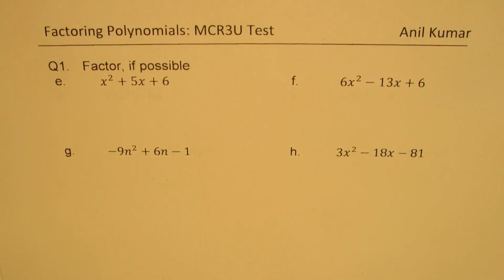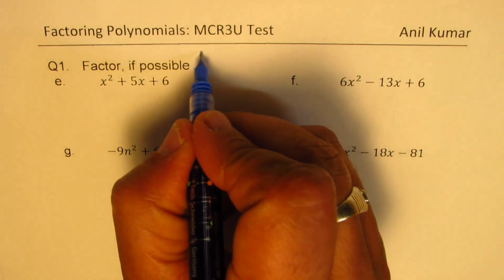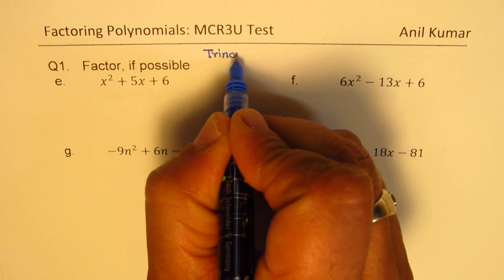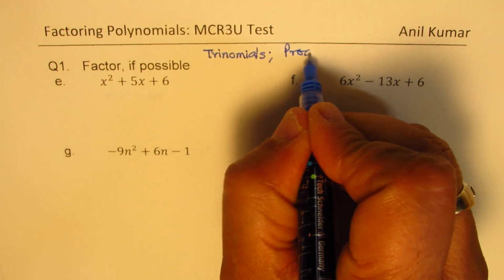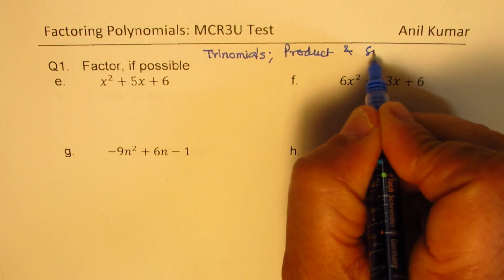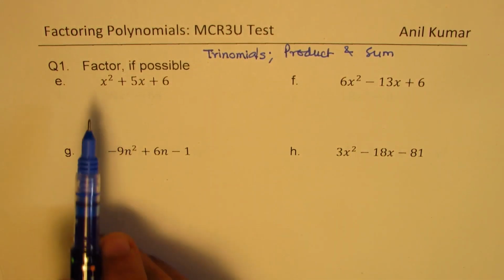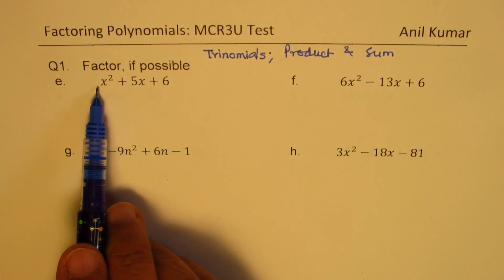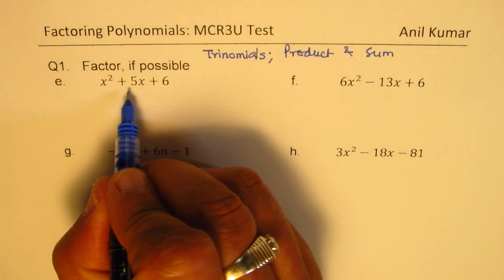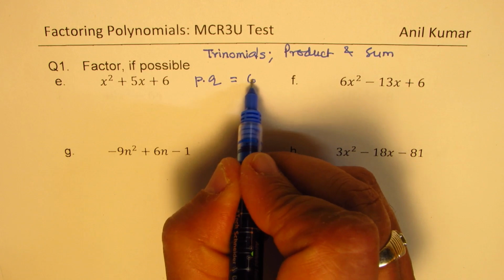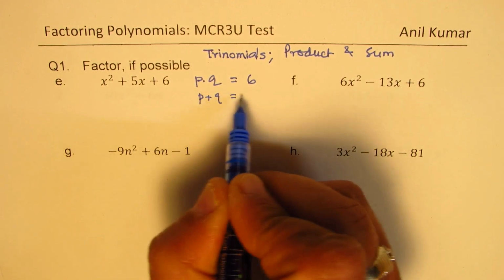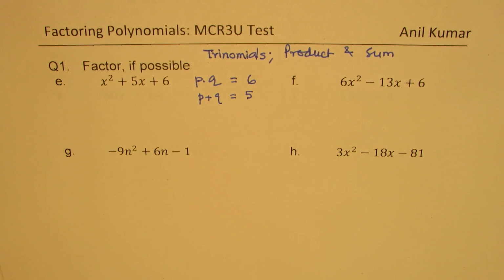Now let's take up other parts. Now here, factor if possible, we have trinomials. In trinomials, we use product and sum. Trinomials means 3 terms, right? And we use the method which is called product and sum. It really means that a times c, the coefficient of x squared and the constant, get multiplied. So we are looking for two numbers, let's say p and q, whose product is 6 and whose sum is 5. So that is what we are looking for.